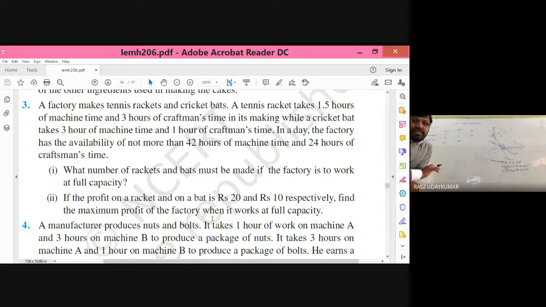Full capacity में work करना है, so how many rackets and how many bats should be made? So what is the meaning of that here? Actually, here 42 hours of machine work means not a single machine is working. One machine is working 20 hours, another machine is working 20 hours per day. Two machines together can take more than 24 hours. Like that, the condition should be taken into consideration.